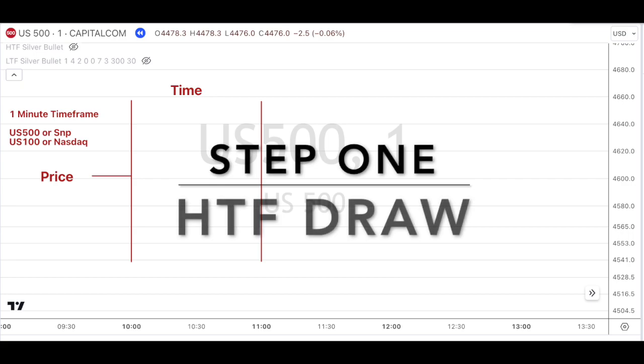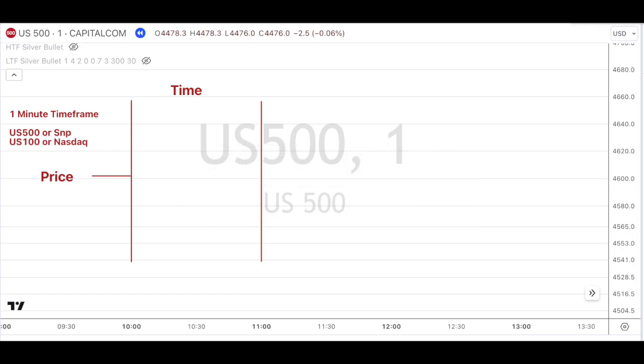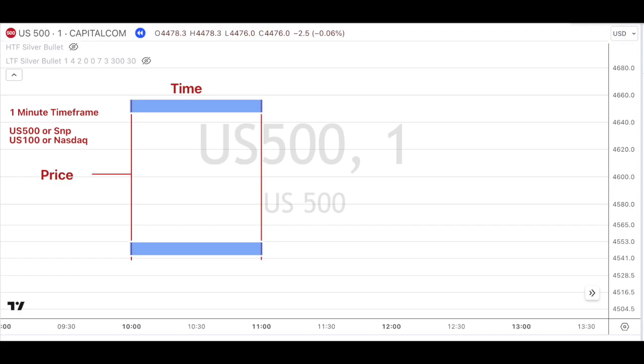This strategy is based on 2 simple steps. Mapping of the higher time frame draw on price and then engaging. During the mapping, we let the indicator tell us which levels are likely to pull price up and which levels are likely to pull price down.